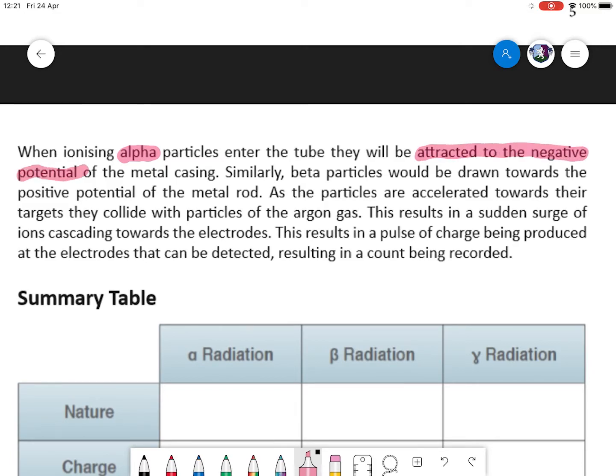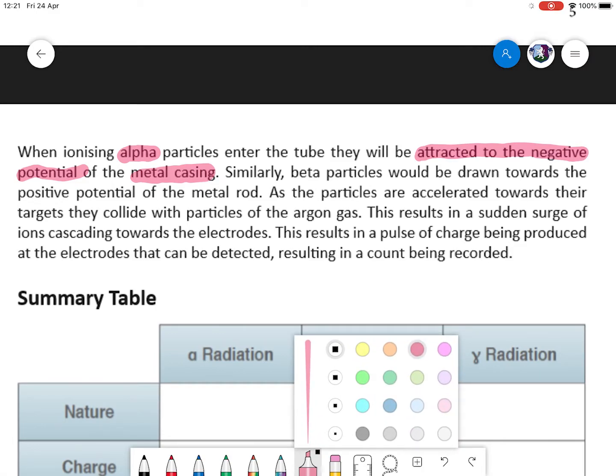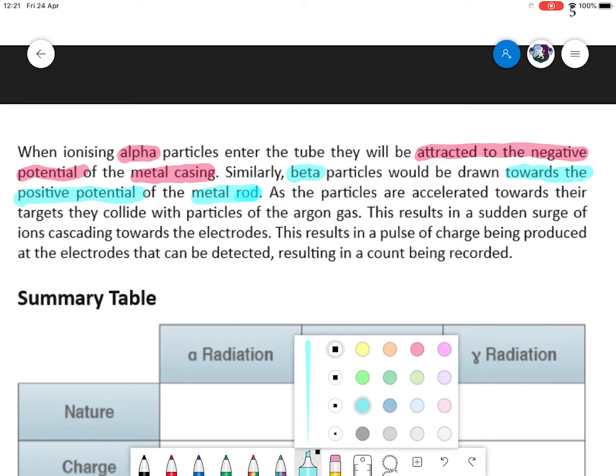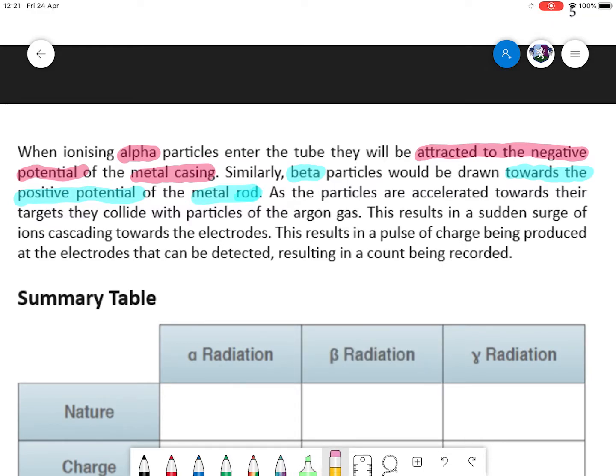Now, as alpha particles enter, they will be attracted to the negative part. Now, as they move towards the negative part, they'll hit several particles on their way, causing them to become ionized. Similarly, beta would do exactly the same. They would pass in, interact, and themselves be absorbed to the positive metal rod, the anode.